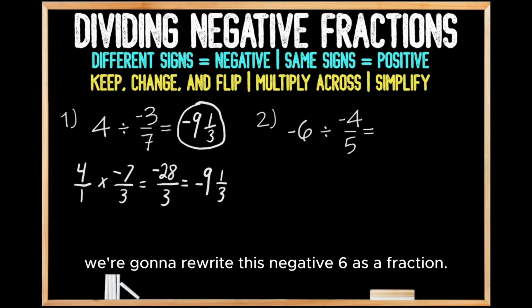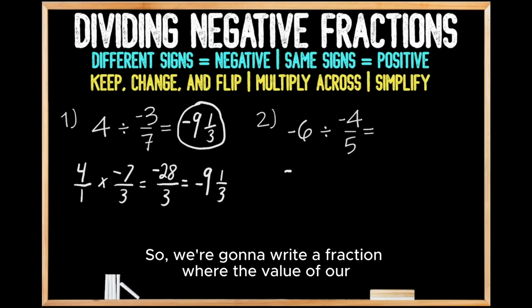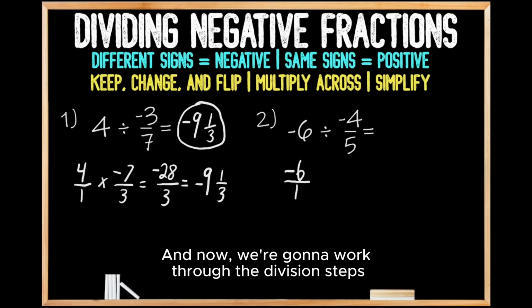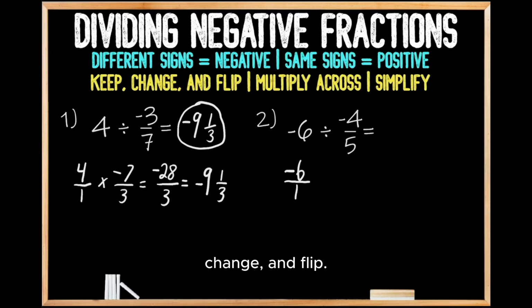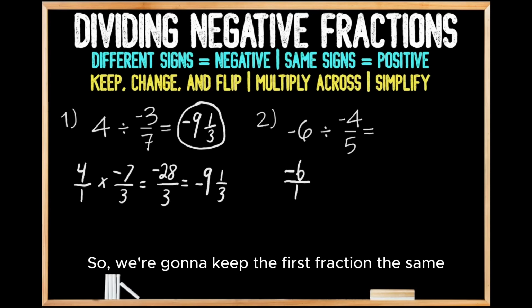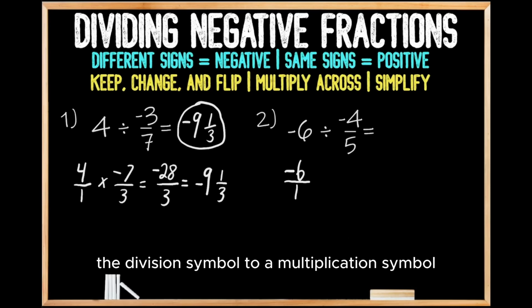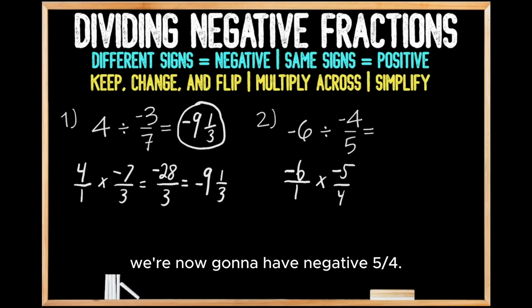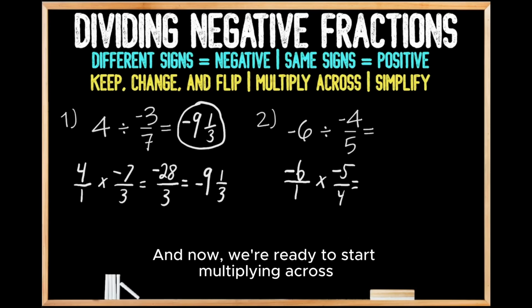So the first step is we're going to rewrite this negative 6 as a fraction. So we're going to write a fraction where the value of our numerator is negative 6 and our denominator has a value of 1. And now we're going to work through the division steps, so we're going to keep, change, and flip. So we're going to keep the first fraction the same, we're going to change the division symbol to a multiplication symbol, and then we're going to flip our second fraction to its reciprocal. So instead of having negative 4/5, we're now going to have negative 5/4.